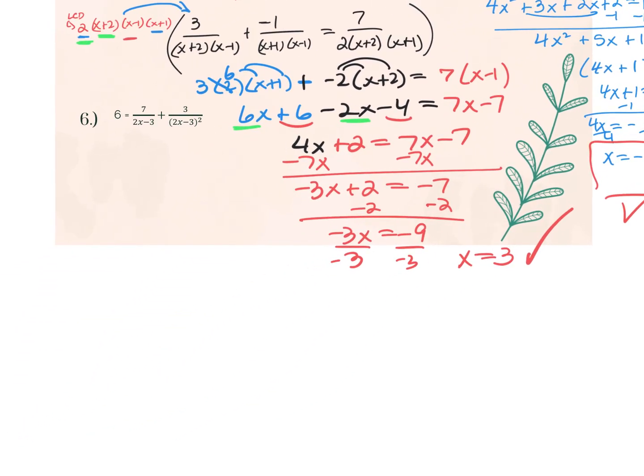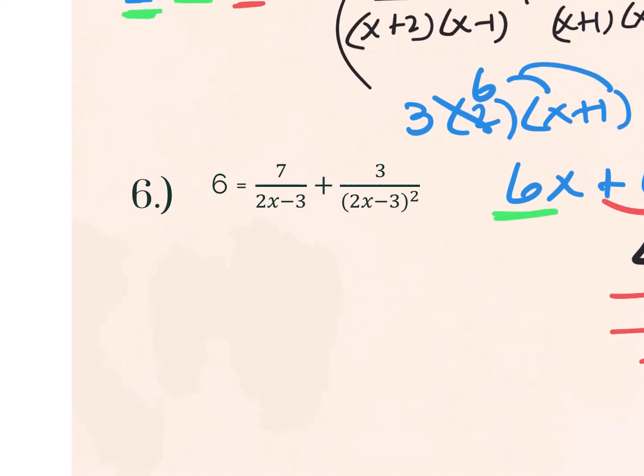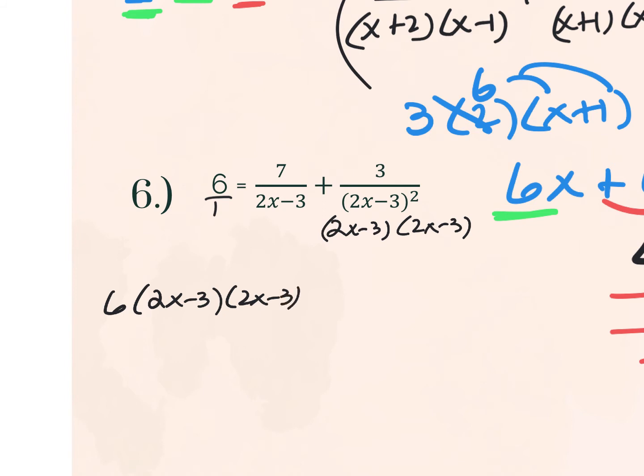Number 6, same thing, multiply by the LCD. This will be the last one we do here, and then we'll move on to absolute value. So my LCD is actually 2x minus 3, 2x minus 3. It's the 2x minus 3 squared. So the first one is missing the whole thing. So I need to do 6 times 2x minus 3, 2x minus 3. The middle one is missing just one of them. And the last one has everything it needs.